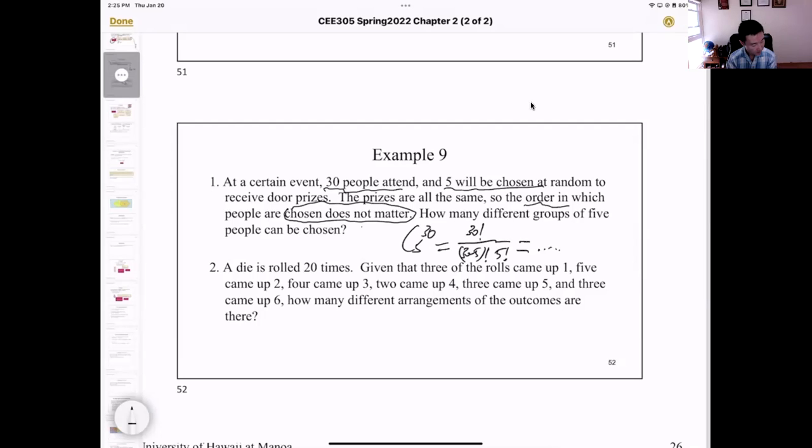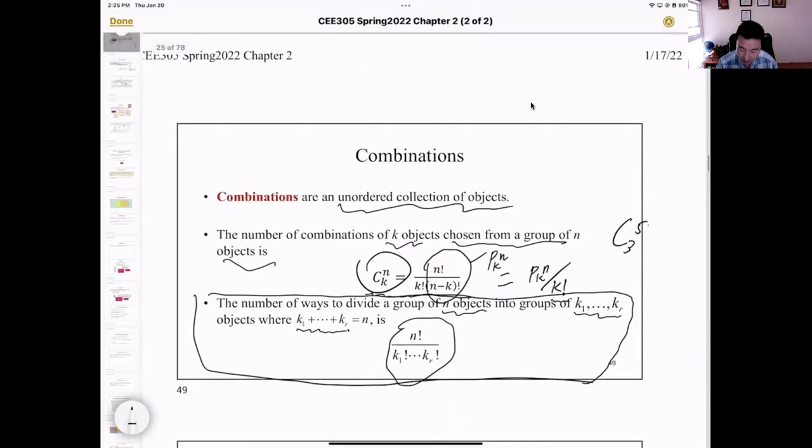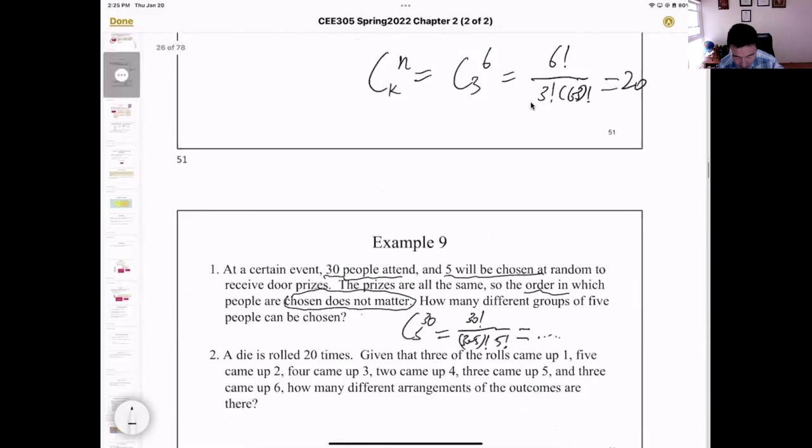Next question. In this question we're going to use the special equation here. So the number of ways to divide a group of n objects into R groups, where the numbers for each group added together equal n. So that's the number of ways to do that.